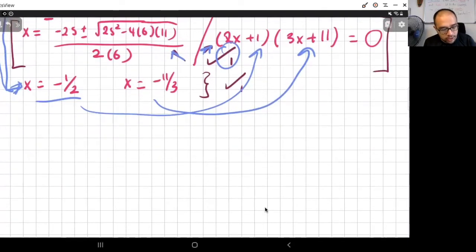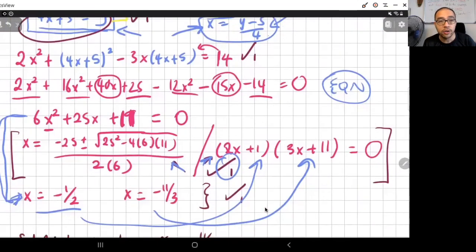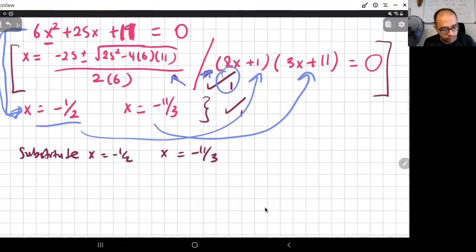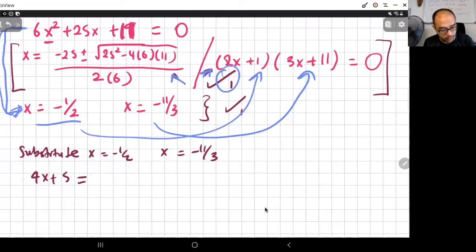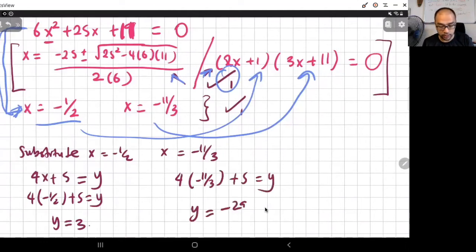Okay, now once you've gotten these two, then you substitute. Substitute x equals to negative half and x equals to negative 11 over 3 into the linear. Always substitute in the linear. I don't go and pandai-pandai go and substitute in the non-linear. 4x plus 5 equals to y. So 4 times negative half plus 5 equals to y. You'll be able to get y equals to 3. And then the other one is 4 times negative 11 over 3 plus 5 equals to y. You get here y equals to negative 29 over 3.